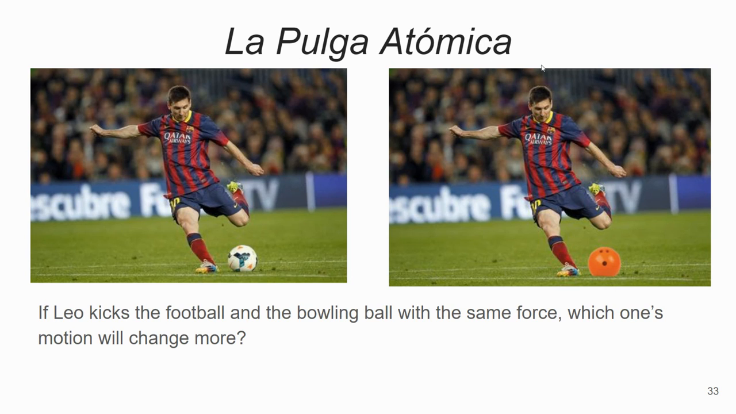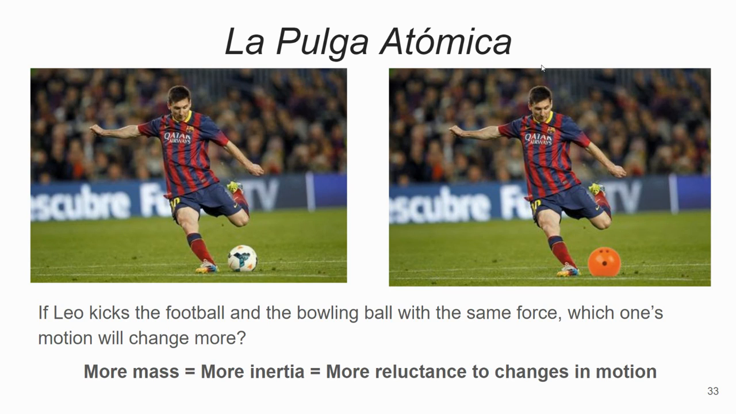You don't need to have had any physics to realize that the soccer ball's motion is going to change more. That's just intuitive, and your intuition is correct in this case. The reason why is the bowling ball has more mass, therefore it has more inertia, therefore the bowling ball is more reluctant to change its motion. The same amount of force on both of these objects is not going to affect the bowling ball as much because it has more mass. So intuitively, you know that is correct.